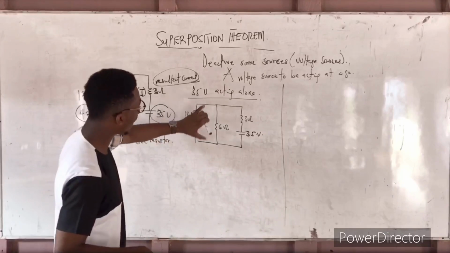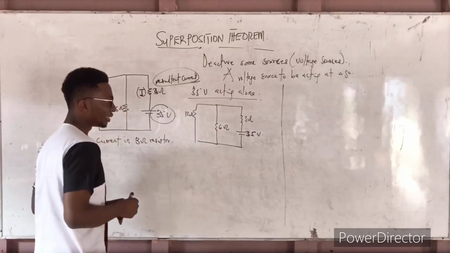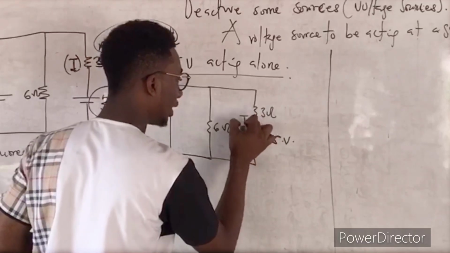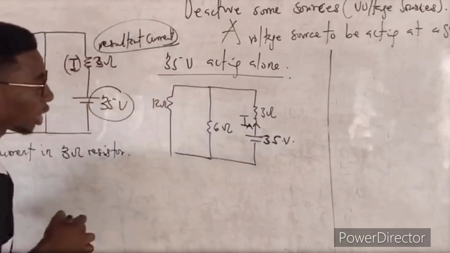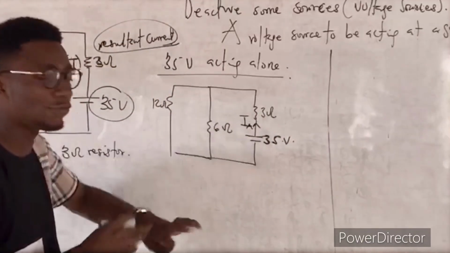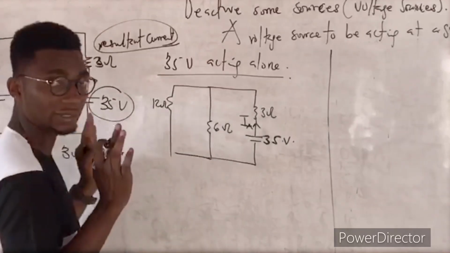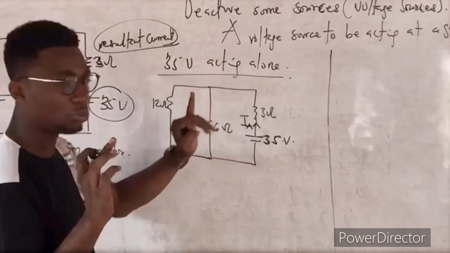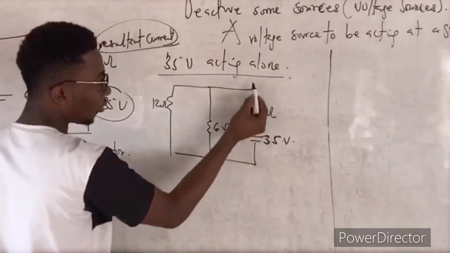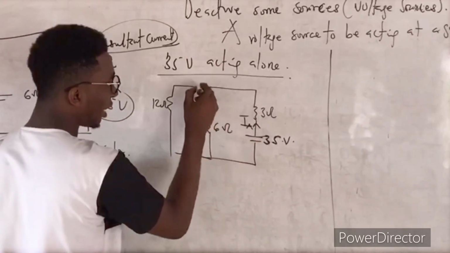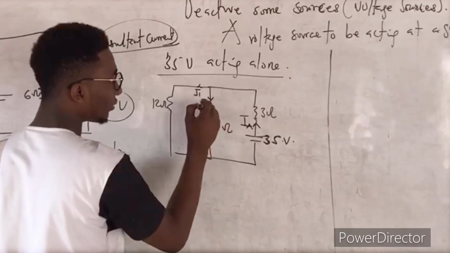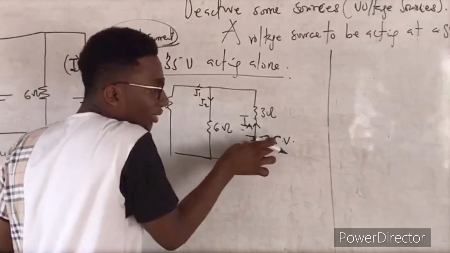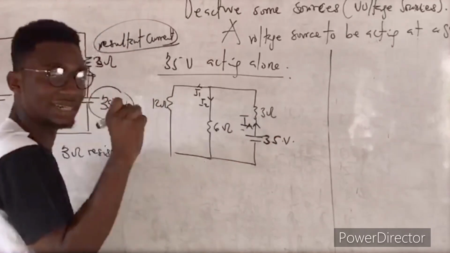So now when the 35 volt is acting alone, there's a current that will be produced in this direction. Let's say this current is IA. I want to find the current the 35 volt will give if only the 35 volt was active. This current will come here and IA might split into I1 and I2. So IA will be the current this 35 volt will produce to pass through the 3 ohm resistor.